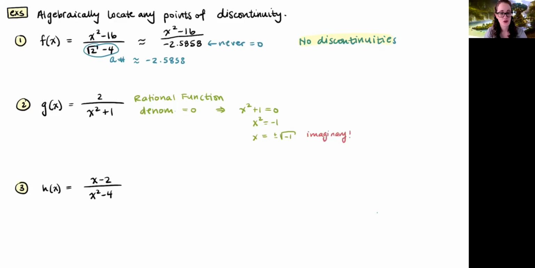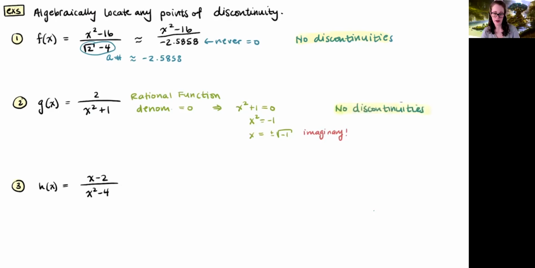So no matter what x value you plug into the denominator, you're never going to get a 0 out. Just intuitively, that should make sense, because if you square a positive or a negative number, you're going to get a positive number. And then adding 1 will always make it more positive. So there's no way that you will be able to get 0 out here. So again, this one has no discontinuities. So no asymptotes, no holes, or anything like that.